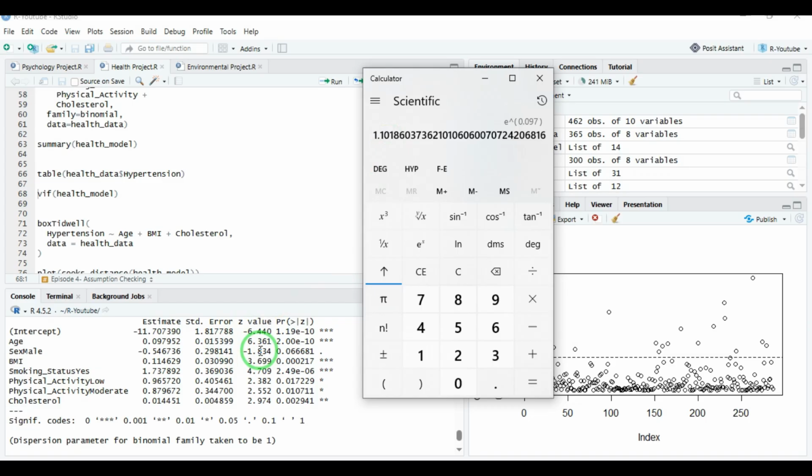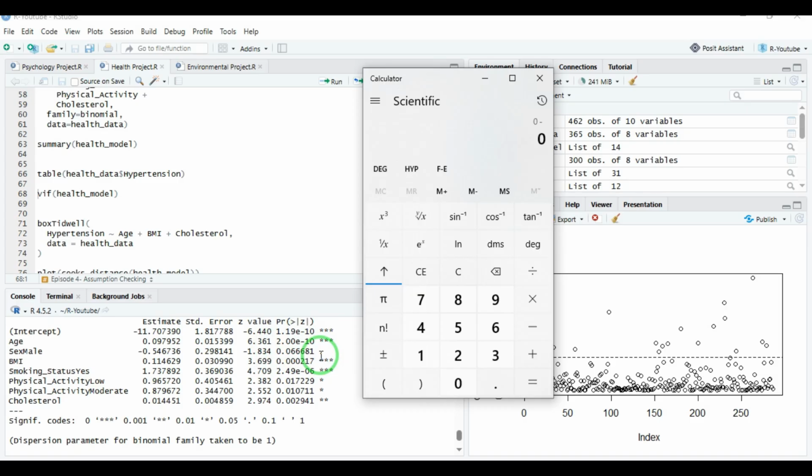The next variable we're checking for association with the outcome is sex. For males compared with females, the coefficient is negative 0.5467 with p-value of 0.06. So as you can see, the odds ratio is approximately 0.579. This number means that the estimated odds of hypertension for males are about 42% lower than for females, considering that we hold other variables constant.